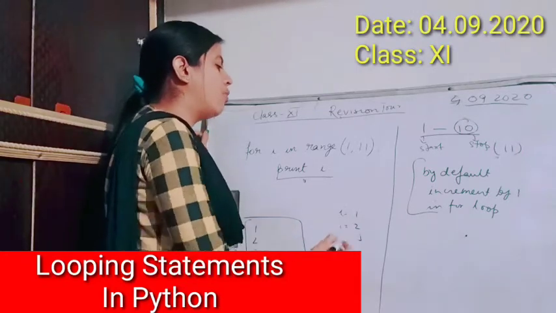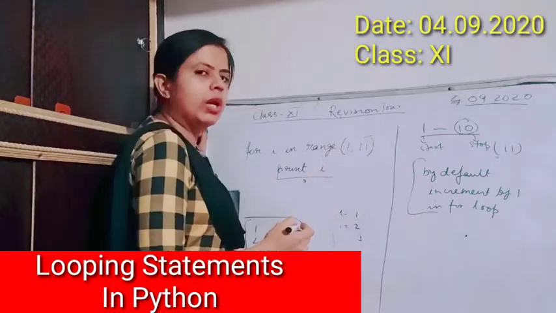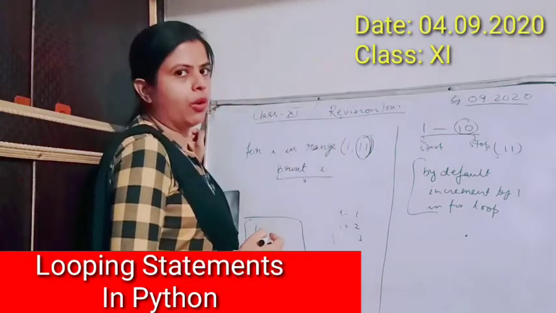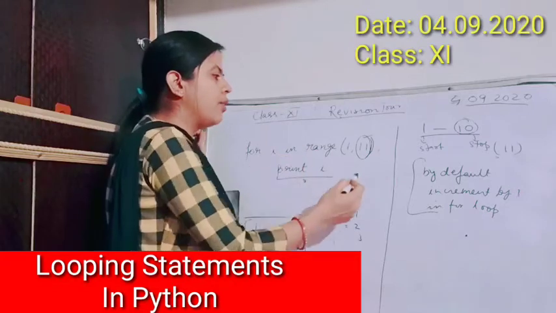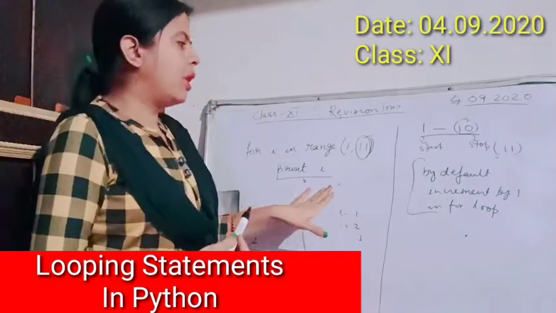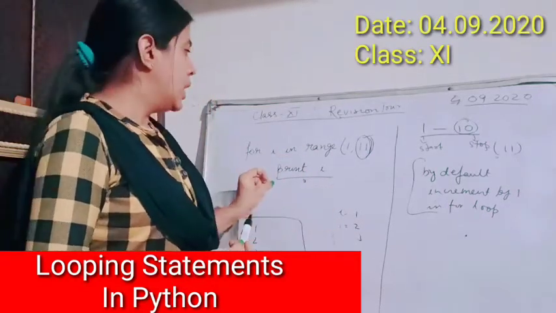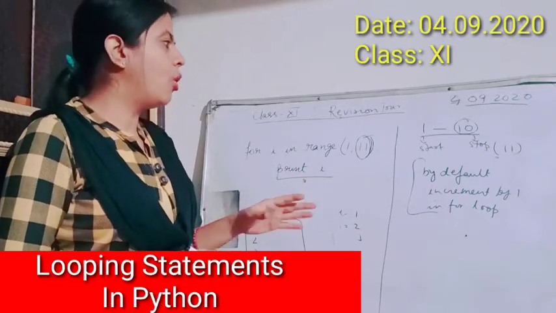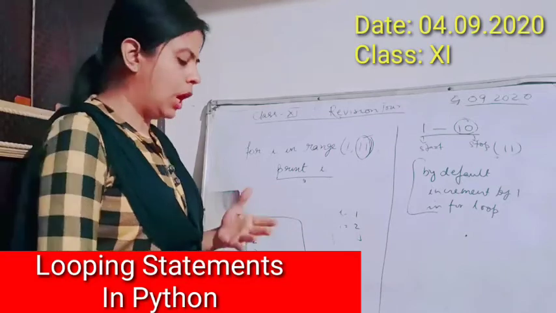When the value of i becomes 11, the loop condition will become false because the upper limit is excluded in a for loop. Alright, so this is how you can print a range of numbers using a for loop. Now suppose I want to print the even numbers in a for loop, or maybe the odd numbers, how can we do it?